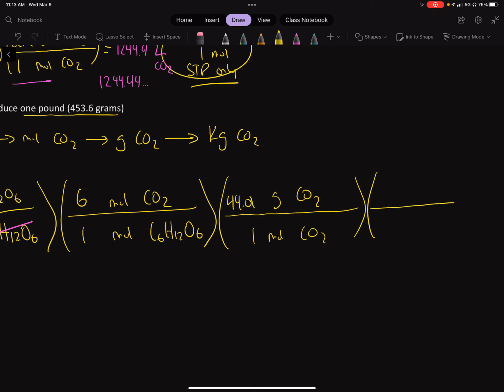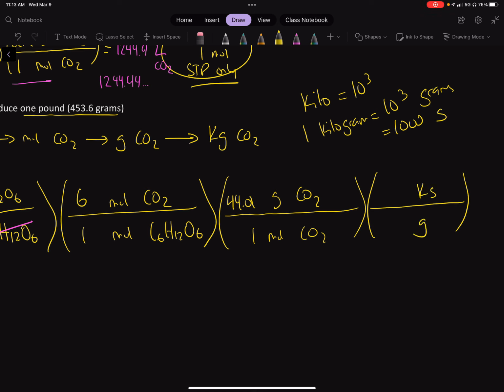And then the last one. To go from grams of CO2 to kilograms of CO2, you should try to remember that kilo is 10 to the third. So that means that 1 kilogram is 10 to the third grams, which is the same thing as 1,000. So if we want to go from grams to kilograms, we put grams on the bottom, kilograms on the top, and there's 1,000 grams per 1 kilogram.